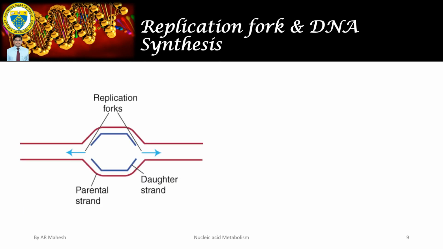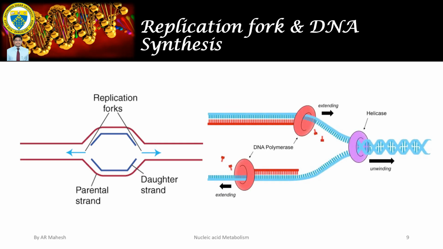Separation of the two strands of parent DNA results in the formation of the replication fork. The replication fork moves along the parent DNA as the daughter DNA molecules are synthesized. DNA helicases are enzymes that bind to both the DNA strands at the replication fork. Helicases move along the DNA and separate the strands.